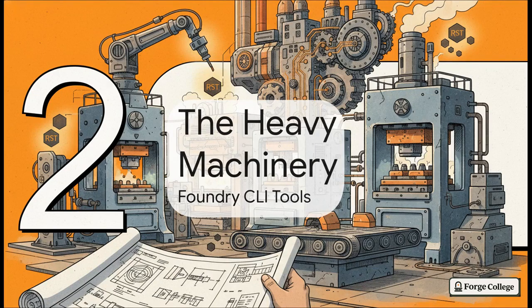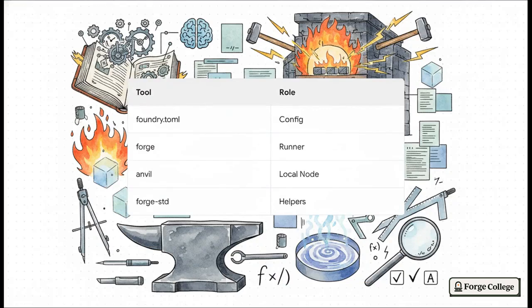Section 2. The heavy machinery. Let's look at the Foundry CLI tools. All right, blueprints are organized, so let's hit the factory floor. This is where Foundry's Rust-backed toolchain literally makes traditional JavaScript runners look like they're stuck in slow motion. We already met foundry.toml, the brains of the operation.